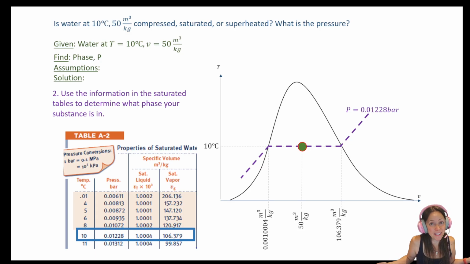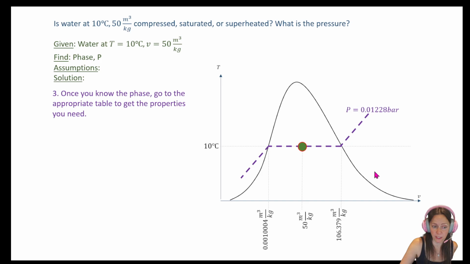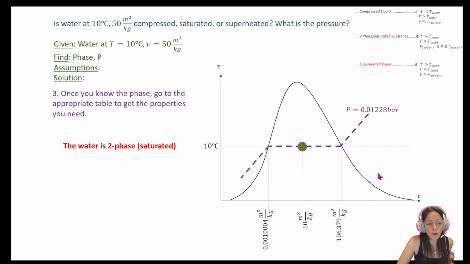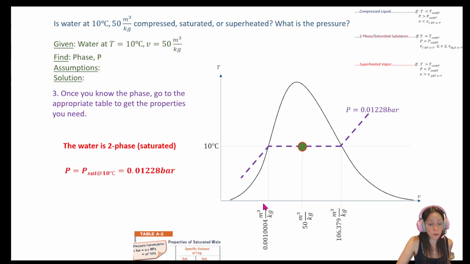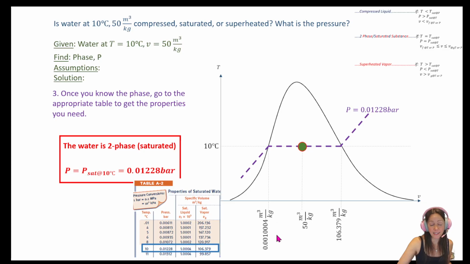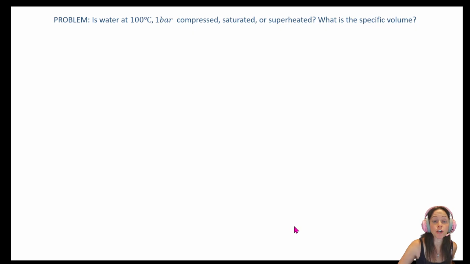There you go. It has to be saturated, right? And then the pressure has to be the saturation pressure. So I know by my rules it is saturated, and the only possible pressure that it could be at is the saturation pressure. All right, easy peasy. Let's look at another one.